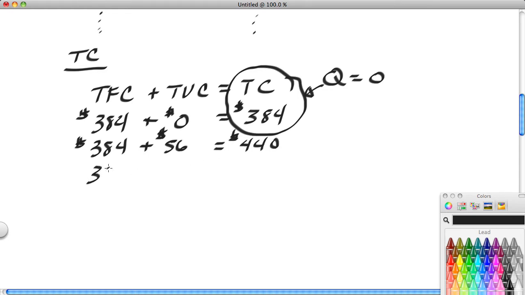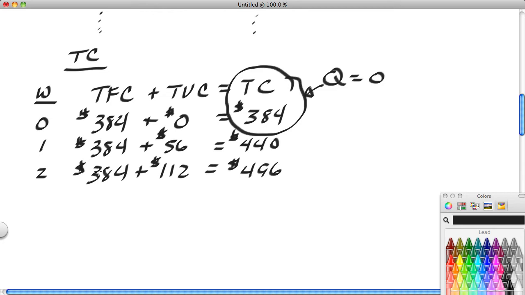And then if we add a third worker, it's going to be $384 plus $112. This is going to be $496, and so on. So every time, notice this is a very important little table here. Every time we add a worker, so here's worker 0, worker 1, worker 2, our total cost increases again by 56. Why? Because our total cost is made up of a variable component. All right? So we could actually go all the way down to 7 workers, fill this table out. These would go up by 56 every time.